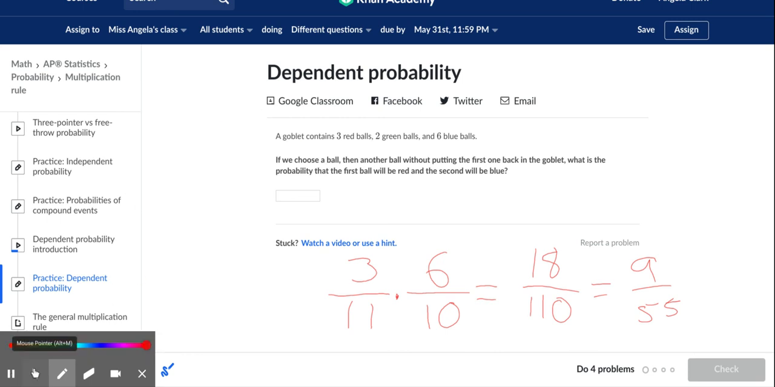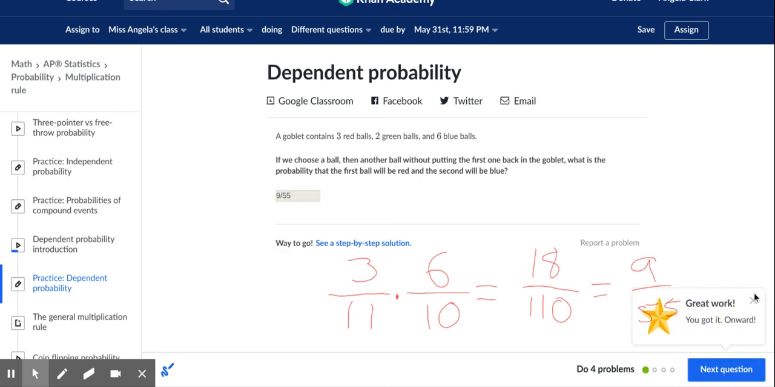I don't know if Khan Academy will care. Sometimes they care about things being as simplified as possible. So it's probably a good idea. But there we go. So 9 out of 55 is my probability. That would be about a 16.4% chance of this happening, which is not great odds. Anyway, that's dependent probability. Something is changing from one to the other.